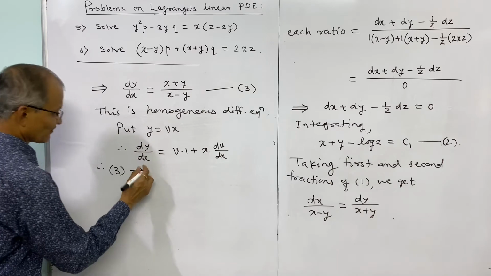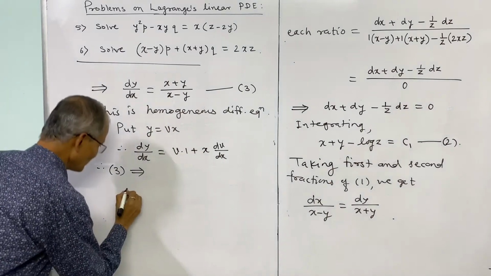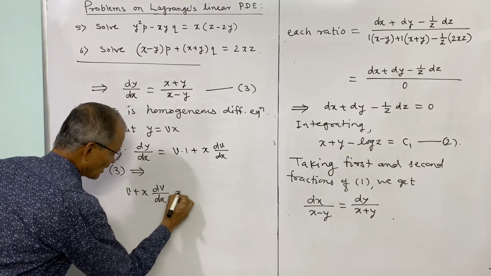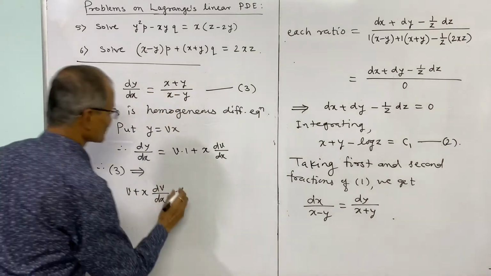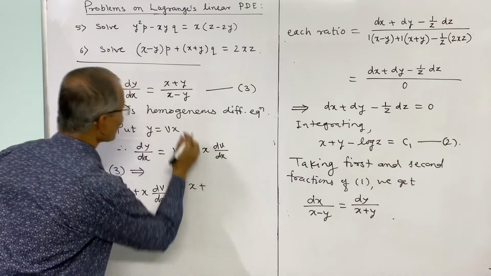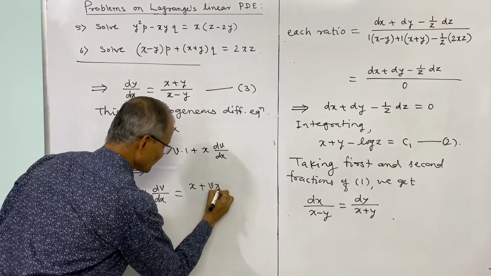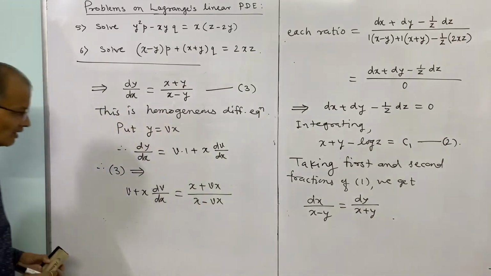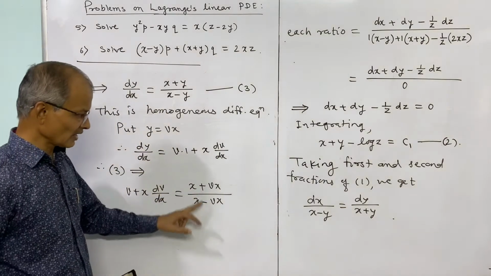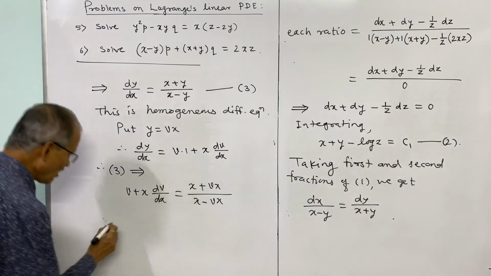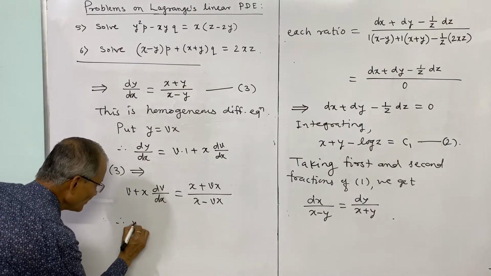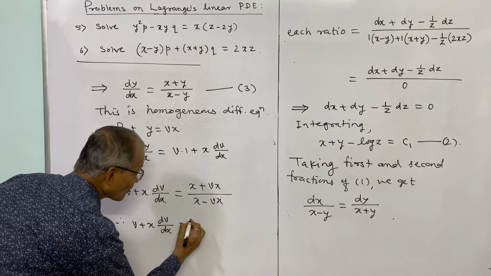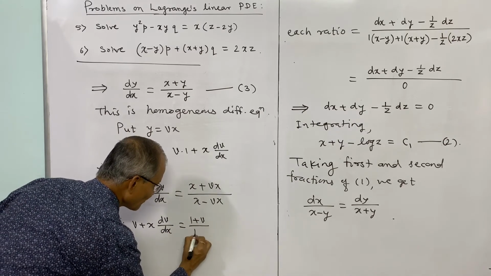therefore 3 implies dy by dx is v plus x into dv by dx, and on the right side x plus y is v into x divided by x minus v into x. Now this can be simplified. Here x cancels from numerator and denominator, so that v plus x into dv by dx is equal to 1 plus v divided by 1 minus v.